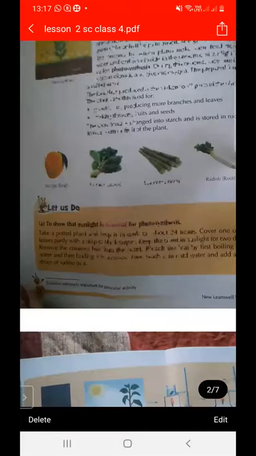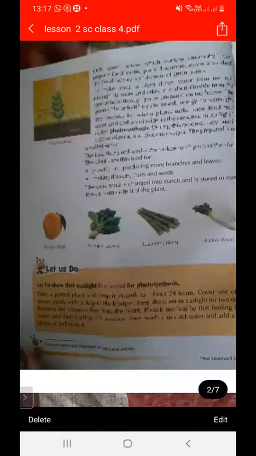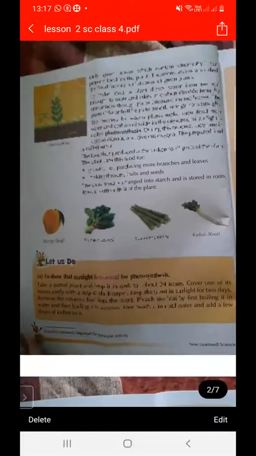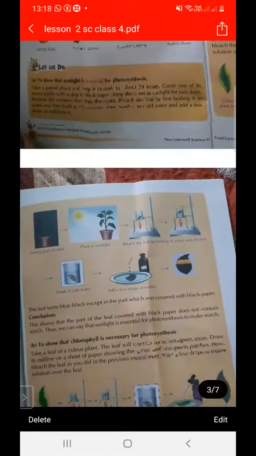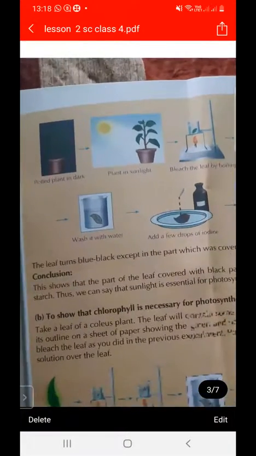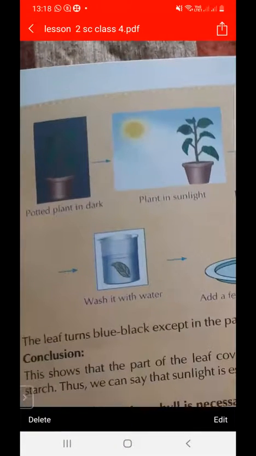Again, I am repeating this activity to show that sunlight is essential for photosynthesis. Firstly, we will take a potted plant as shown in the figure. What do you mean by potted plant? A fully grown plant is called a potted plant. Keep the potted plant in the dark. And what do we mean by dark? The place where no sunlight exists.